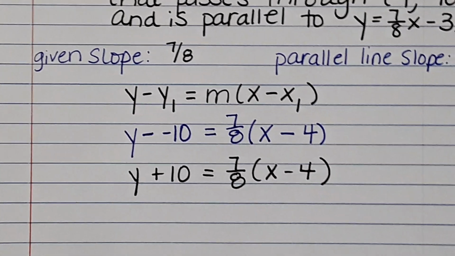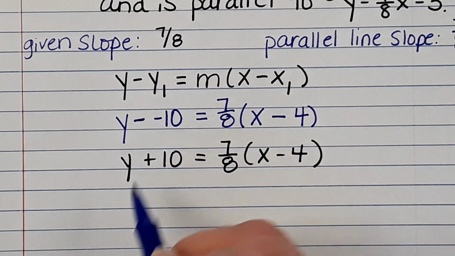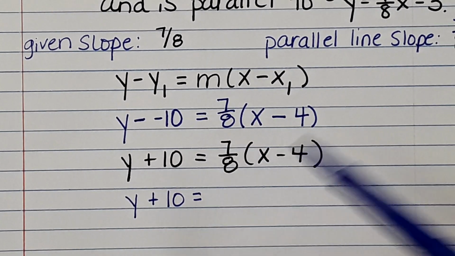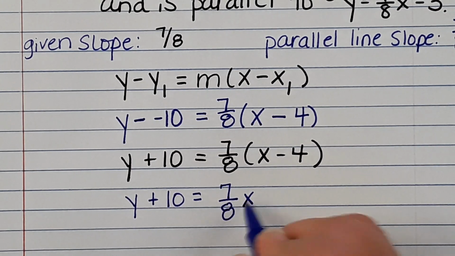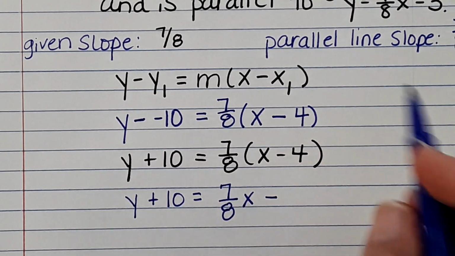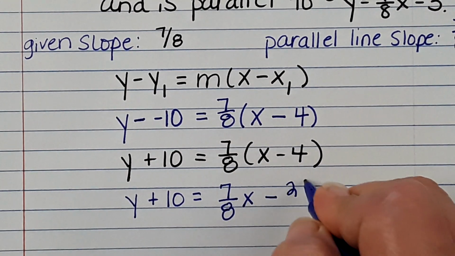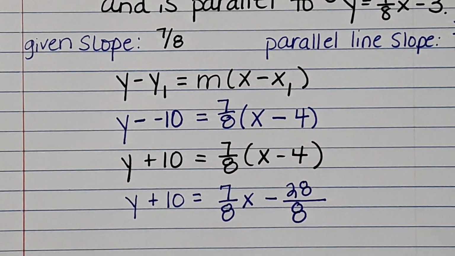And now what am I going to do with my 7/8? I'm going to distribute it. So y plus 10 is going to stay for right now. What is 7/8 times x? 7/8 x. What is 7/8 times -4? So what is 7 times 4? Over what? Okay. You can reduce now, but we'll reduce at the end.